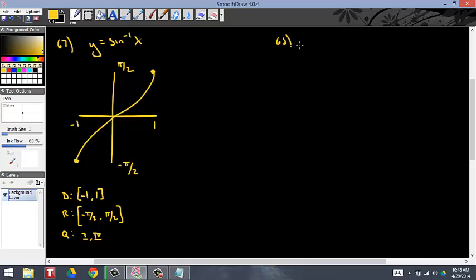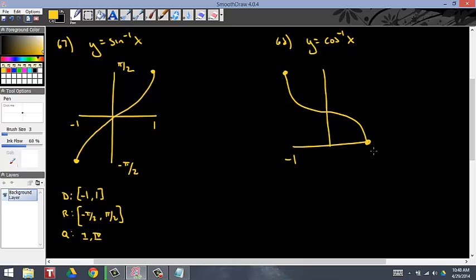68. Cosine y equals cosine inverse of x. I like to draw my graph like this. Dot, concave down, concave up. -1 to 1, 0 to pi. There you go. So then your domain is going to be from -1 to 1. Range is going to be from 0 to pi. And then quadrants are going to be 1 and 2.